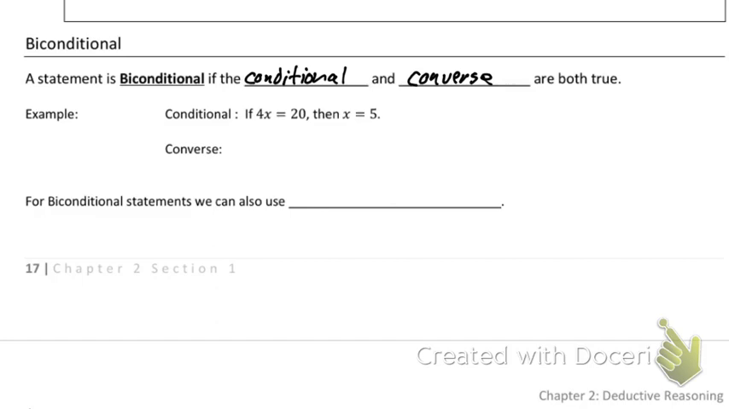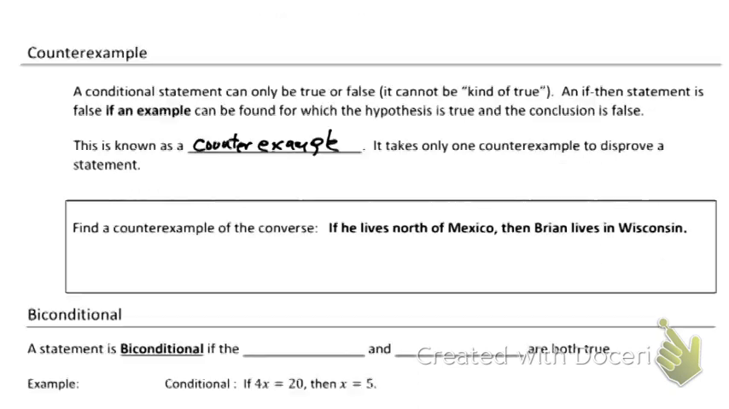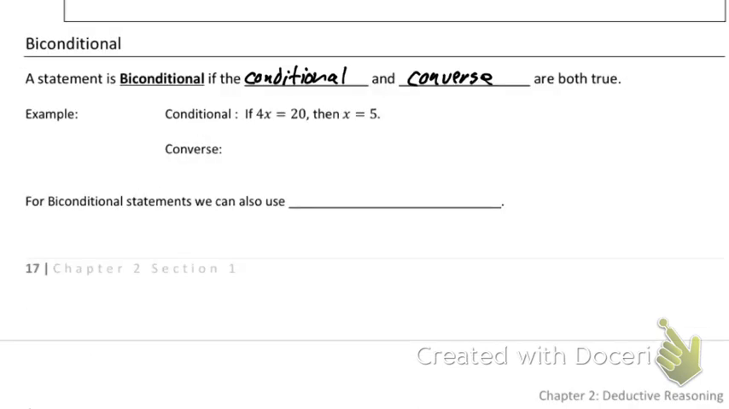So the one above is not biconditional. Let's go back up to it real quick. This was true, but the converse was false. So it's not biconditional. You need to put true by both of these in order for it to be biconditional. So let's look at this example. The conditional is: if 4x equals 20, then x equals 5.